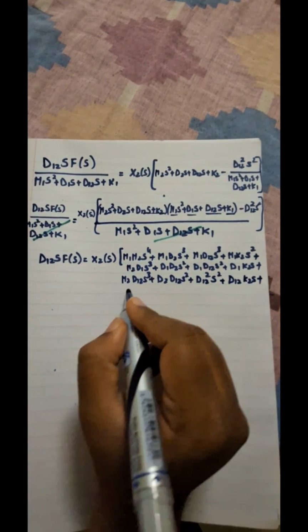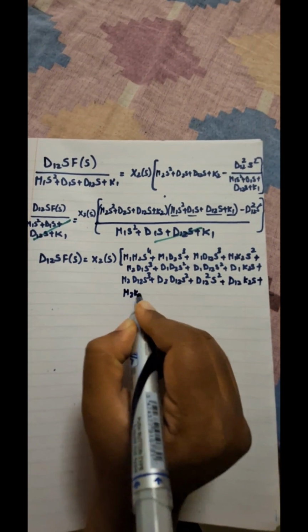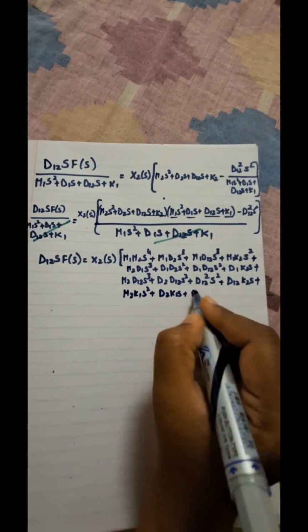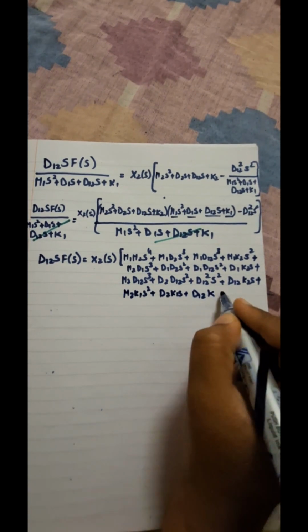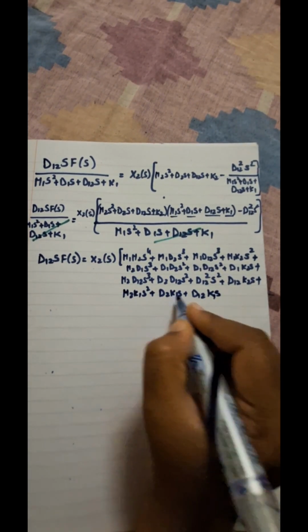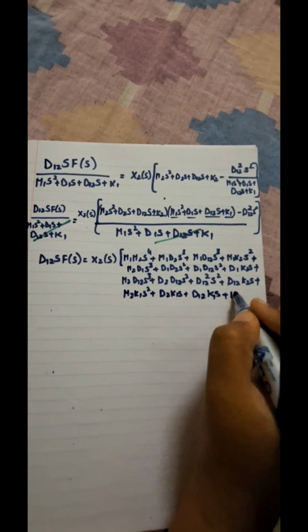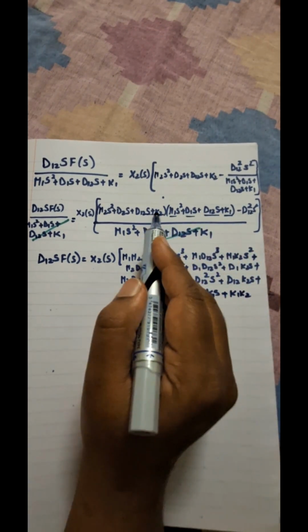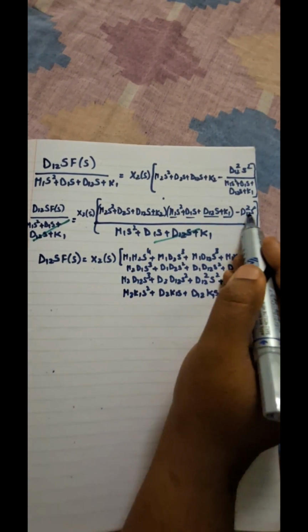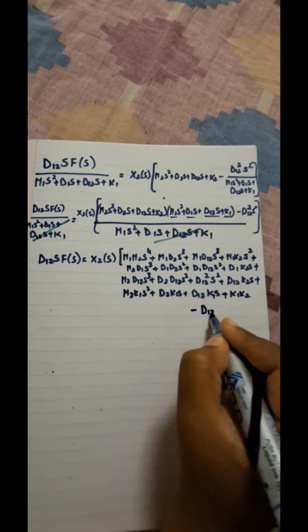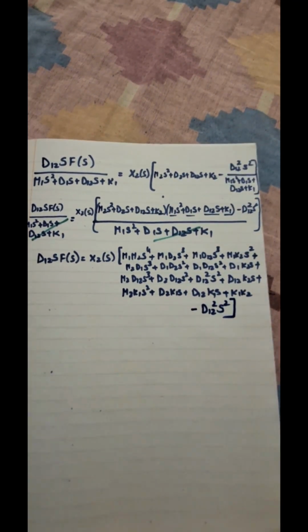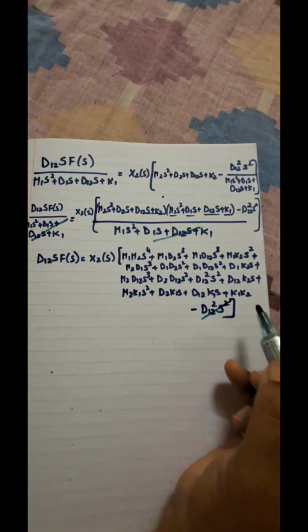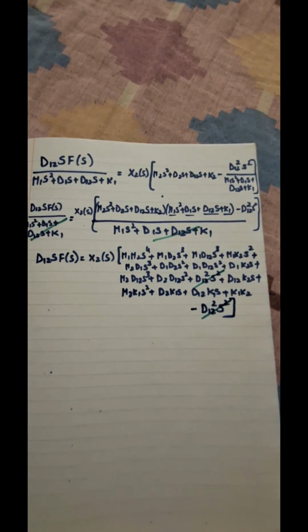K1 multiplies with everyone: M2 K1 s squared, plus D2 K1 s, plus D12 K1 s, plus K1 K2. So we are done multiplying four terms with all these terms, but we should remember that there is a minus D12 squared s squared. Here you can see D12 squared s squared and D12 squared s squared cancel.